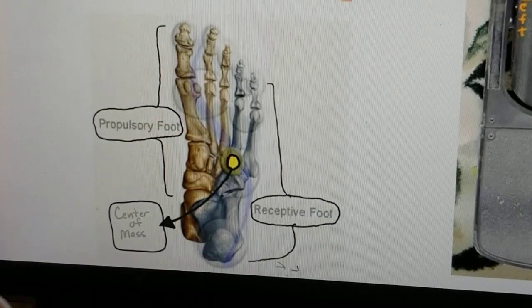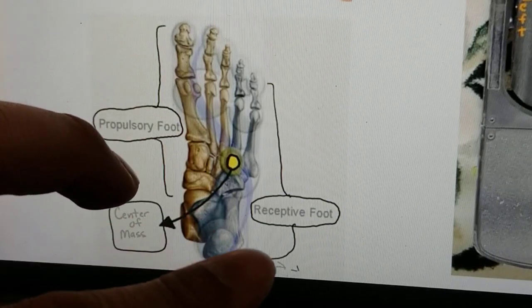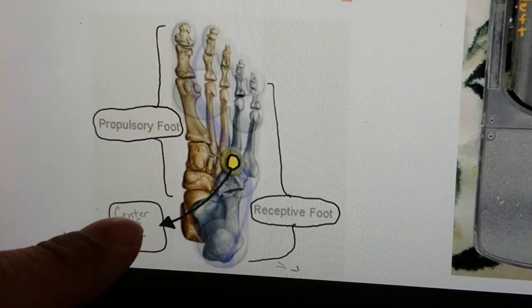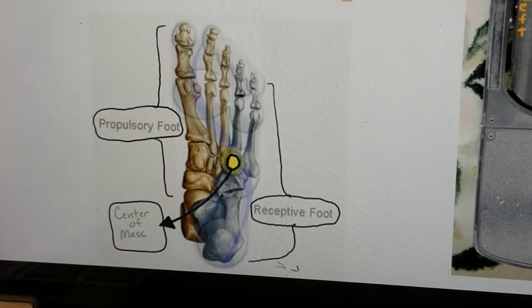And then between these two functional units of the foot, you have this center of mass. Now, this is assuming a person with a quote unquote ideal foot or anatomically perfect foot. Everybody's foot is going to be a little bit different. For example, you have people that are a little bit more flat footed. So let's just assume that this is an anatomically correct foot.